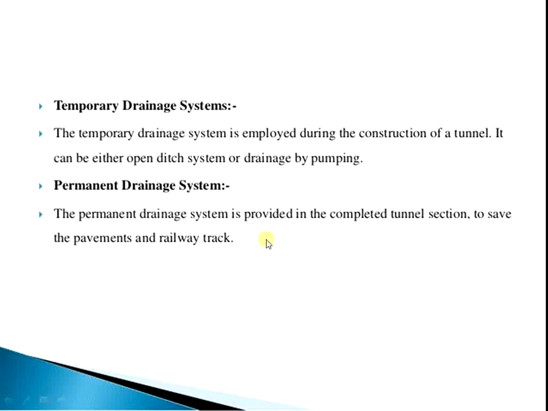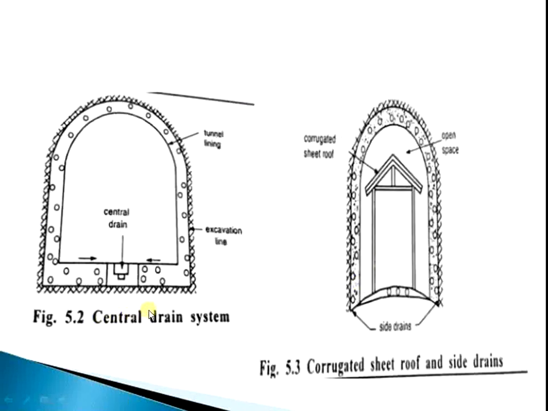This is the main application and function of the temporary drainage system and permanent drainage system. You see that for the permanent drainage, the central drain system is provided. In the next picture we see the side drains provided. This is a corrugated sheet roof, the open space. It's a picture of the corrugated sheet roof and side drains.